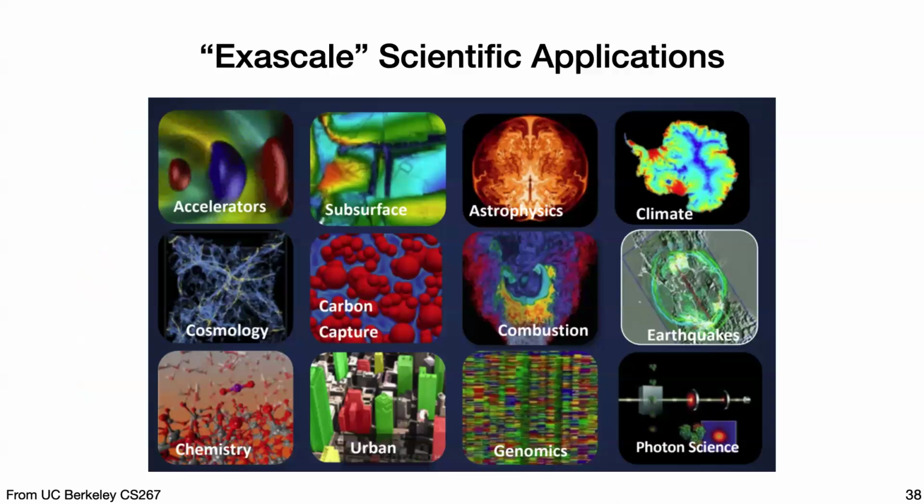And there's a lot of things that people run on machines like Frontier. Here are a few. I mentioned climate a little bit. There's astrophysics, chemistry, genomics, earthquake simulation, cosmology. These are all basic science, but they are interested in doing simulation.